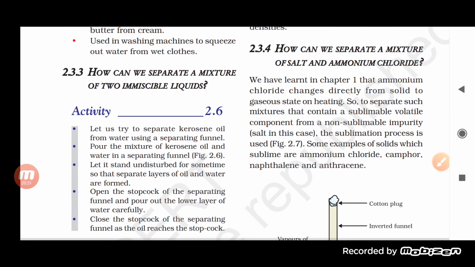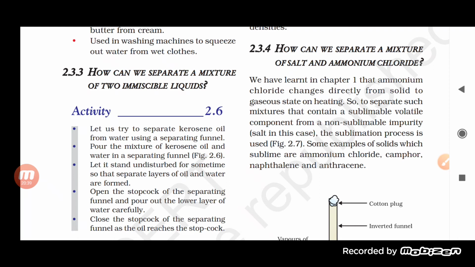How can we separate a mixture of two immiscible liquids? What is an immiscible liquid? An immiscible liquid is a liquid which does not mix with other liquids. That is called an immiscible liquid. Let us try to understand.